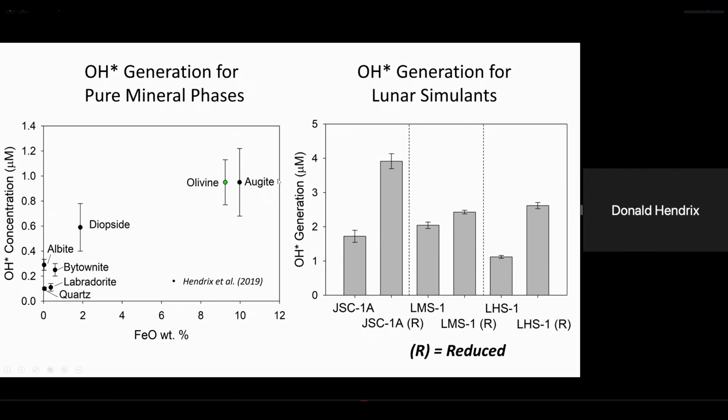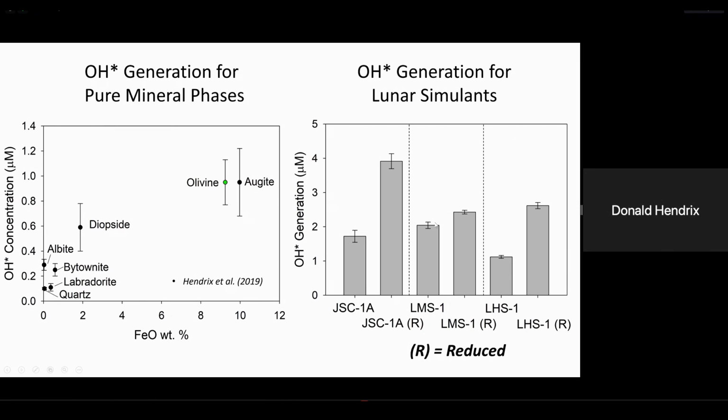And here on the right side of the slide, we have our various lunar simulants. We have JSC1A right here on the left side of the graph. Non-reduced JSC1A makes only about 2 micromoles of OH radical, or a little bit less. But once we reduce it here, it makes almost 4. So it's a significant increase in reactivity upon adding metallic iron to the surface of our lunar simulant.